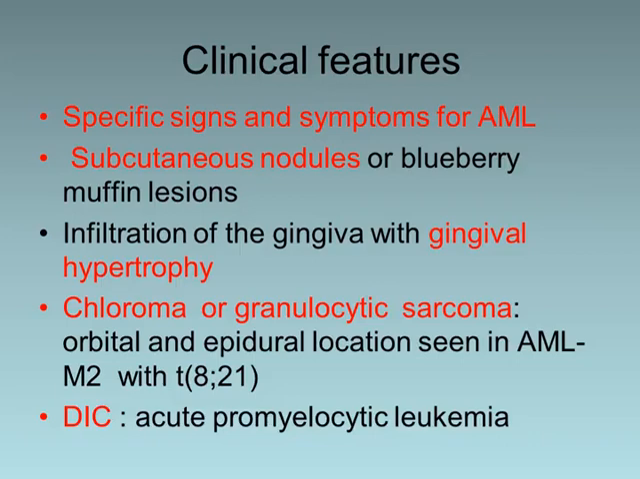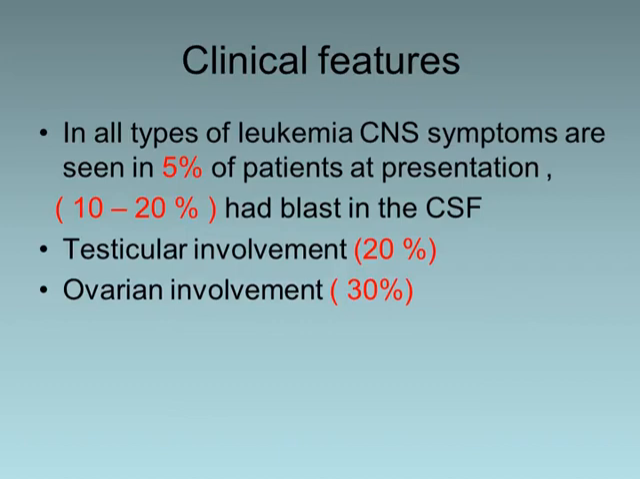There are specific signs seen in myeloid leukemia, including subcutaneous nodules or blueberry muffin lesions, infiltration of the gingiva and gingival hypertrophy, and chloroma or granulocytic sarcoma, which is an epidural and orbital collection seen in AML, mainly M2 with the translocation 8;21. DIC is seen in acute promyelocytic leukemia.